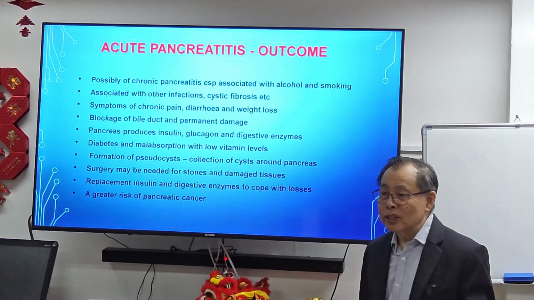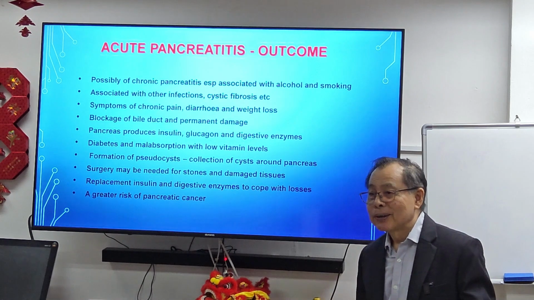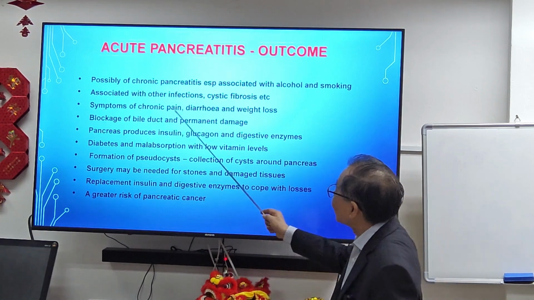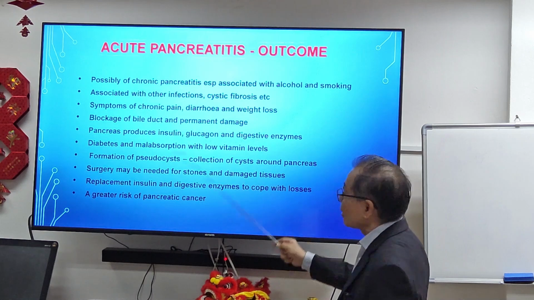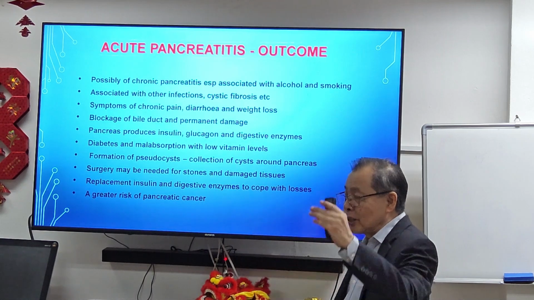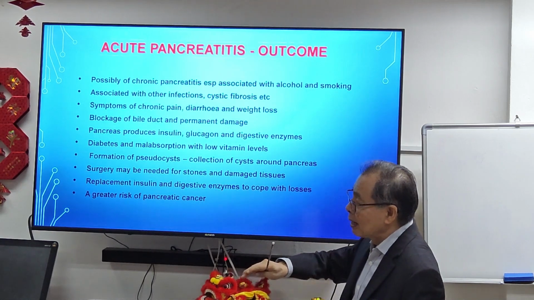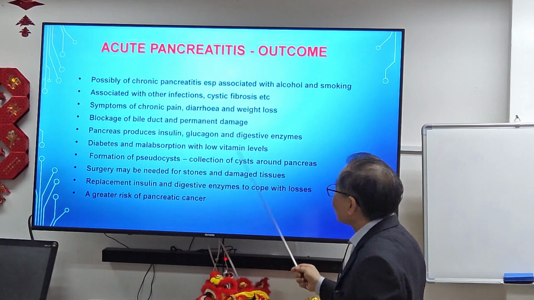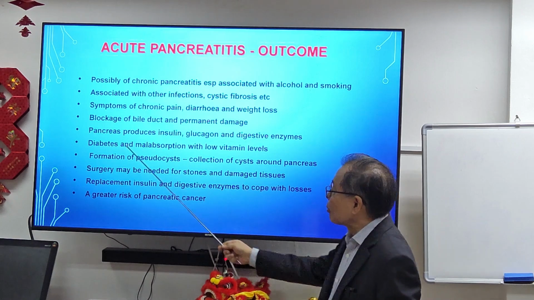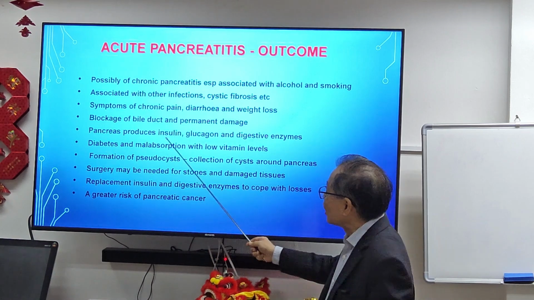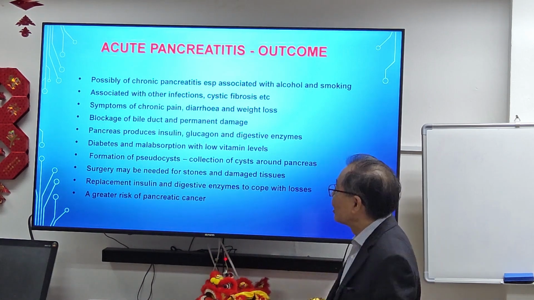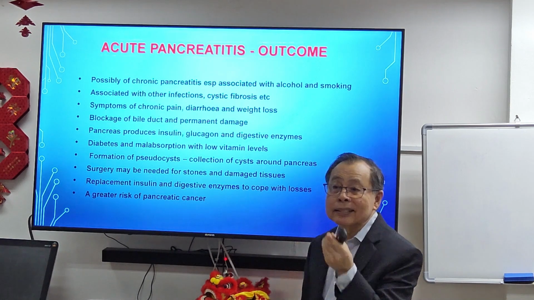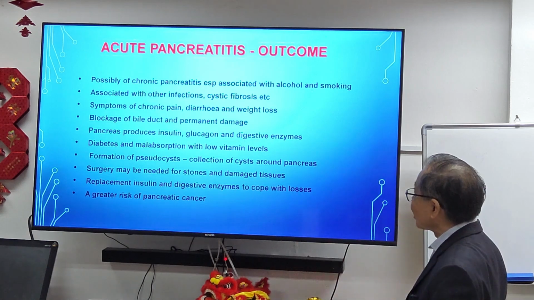When your pancreas is damaged, what is the pancreas famous for? Many of you know, right? Insulin, right? That's where your diabetes comes from. It produces insulin, and glucagon, which is the opposite of insulin. Insulin reduces the blood sugar, glucagon increases the blood sugar, as well as digestive enzymes. So if your pancreas is affected, you end up with diabetes, and you end up with an inability to digest your food. So you need to take supplements that contain digestive enzymes in order to help your food to digest.